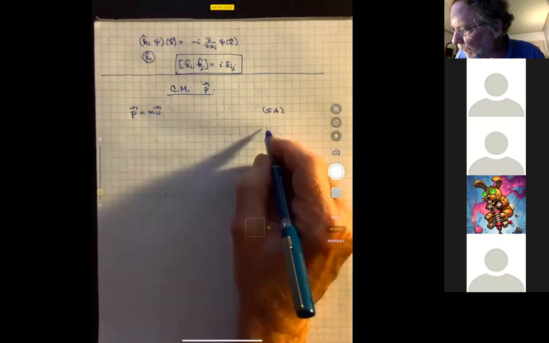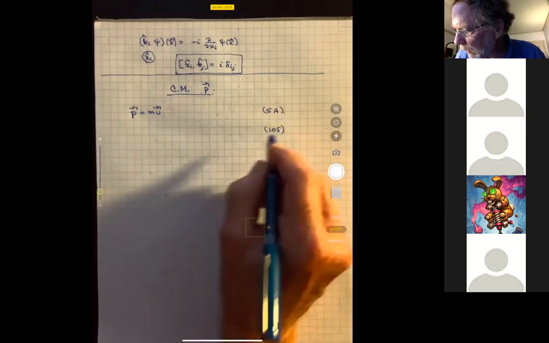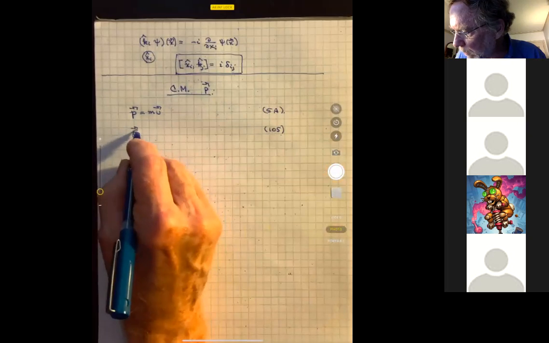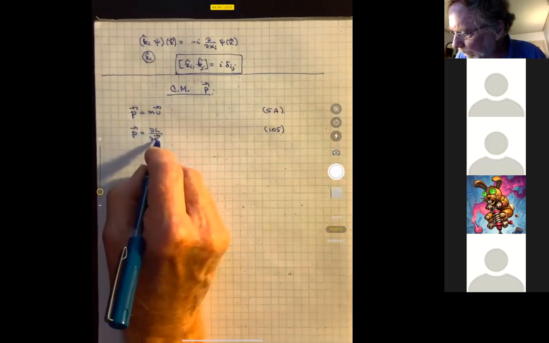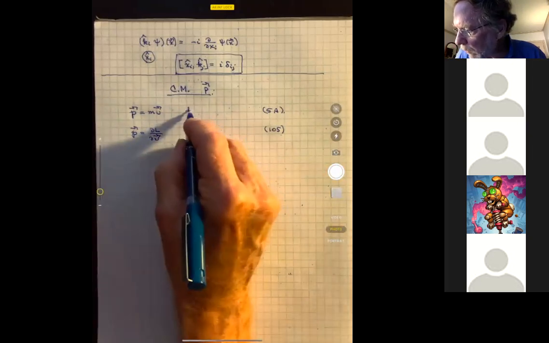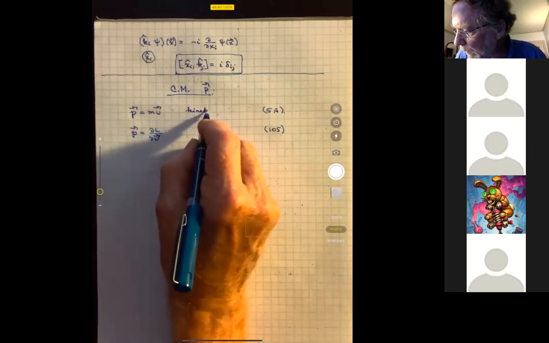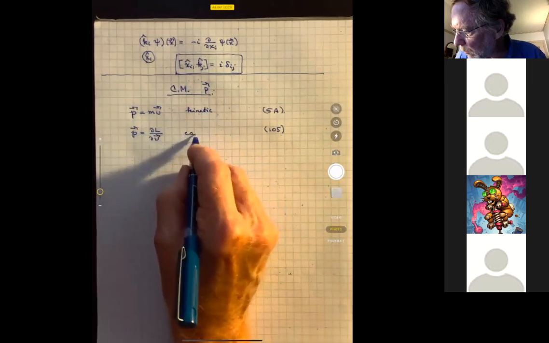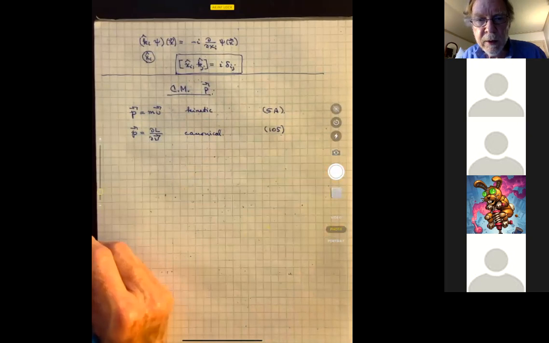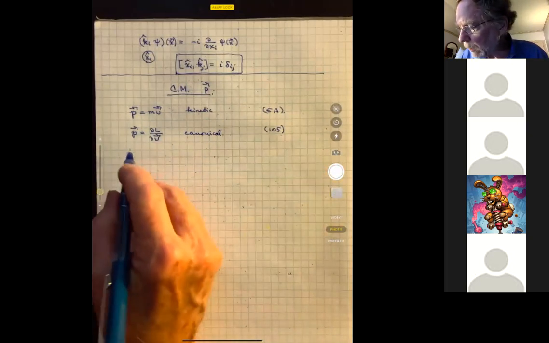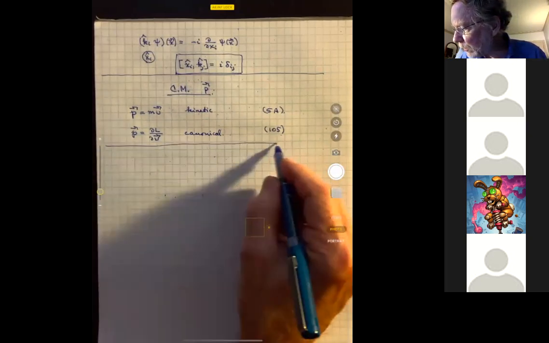On the other hand, if you're taking Physics 105, they give you a different definition, which is that the momentum is the derivative of the Lagrangian with respect to the velocity. The first of these we'll call the kinetic momentum, and the second one we'll call the canonical momentum. And the question is, are they the same? And the answer is, it depends on what the Lagrangian is. So let's look at some Lagrangians.